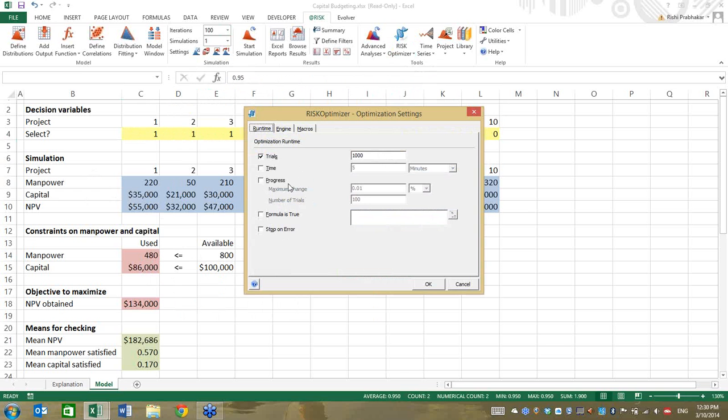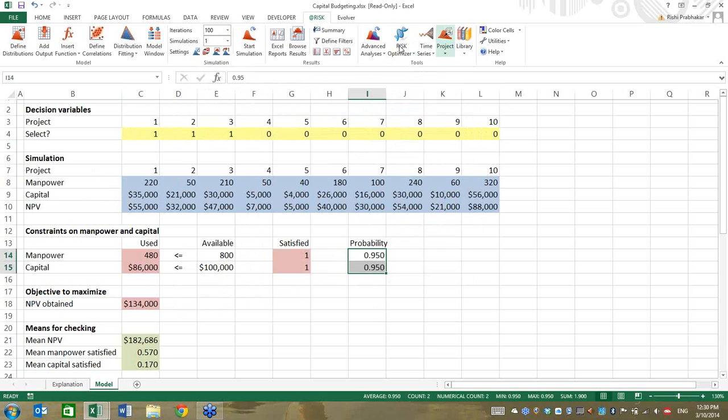Logically, the better option would be a progress one, whereby we would stop if there had been no change whatsoever for a while. Let's just say that the software has reached a global optimal solution, or if our optimal solution isn't necessarily going to be the absolute best, it will be the least acceptable, we might use a formula is true option. So as soon as a particular condition is met, we're happy with that. We're happy with any solution that can actually meet that condition. That would be an example of a formula is true usage.